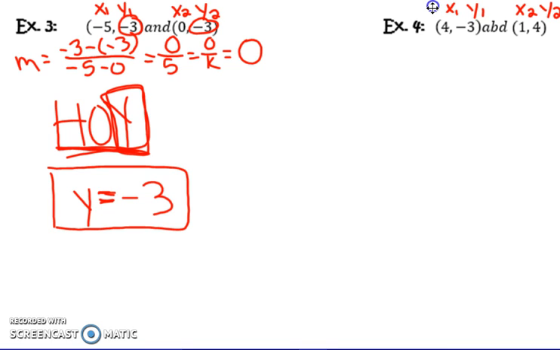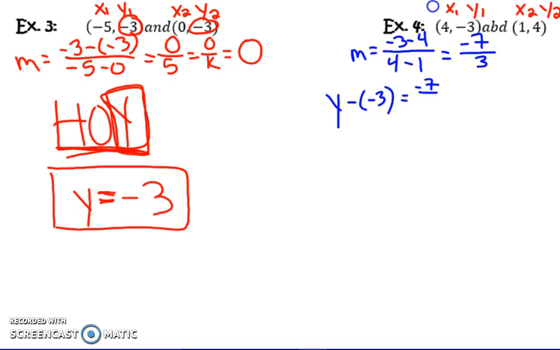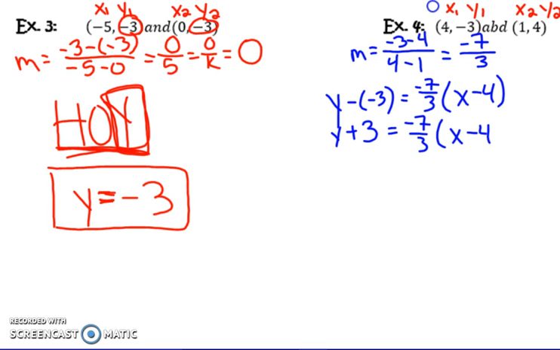So, for my m, my slope, it becomes negative 3 minus 4 over 4 minus 1. Negative 3 minus 4 gives me negative 7. 4 minus 1 gives me 3. Now I'm going to use my point slope form. I'm going to take y minus negative 3 is equal to negative 7 over 3 times x minus 4. Two negatives make a positive, so I have y plus 3 equals negative 7 over 3 times x minus 4.